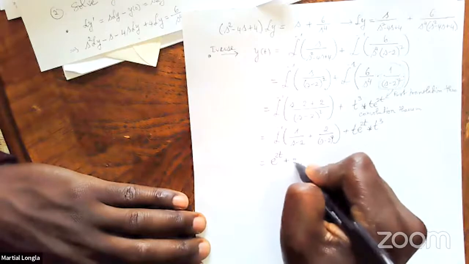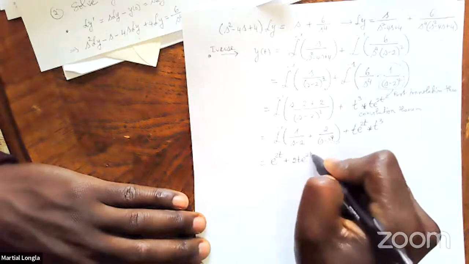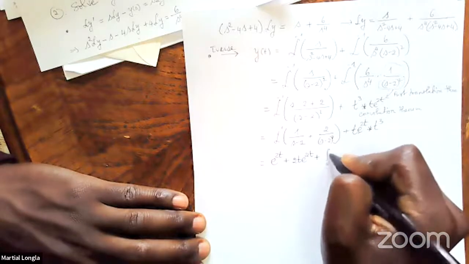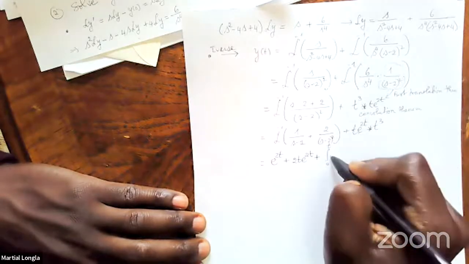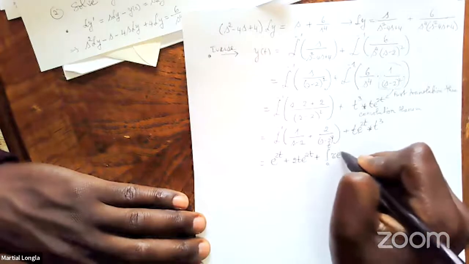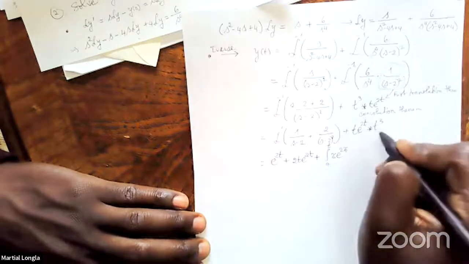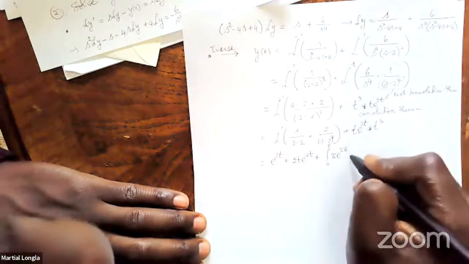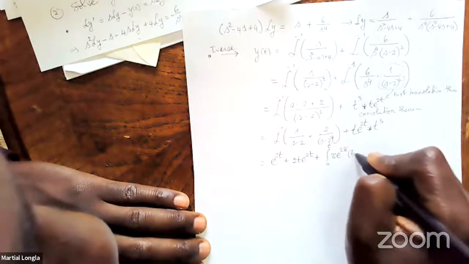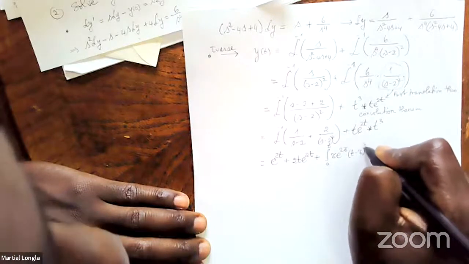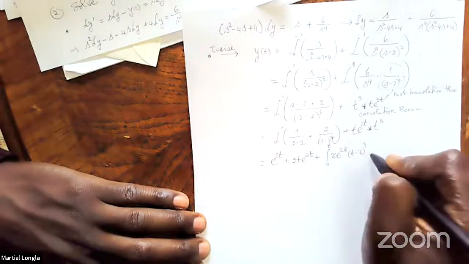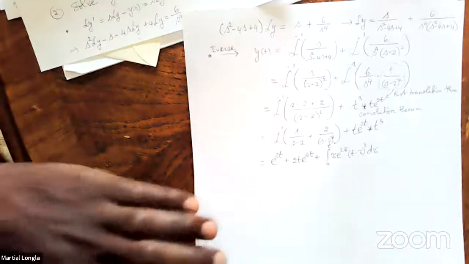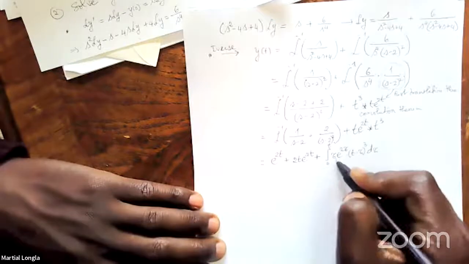Two t e to the 2t. 2t e to the 2t. So those are the first two. And then here, you can now write this convolution integral from 0 to t of f(tau), so that's tau e to the 2 tau times (t minus tau) and (t minus tau) cubed d tau.